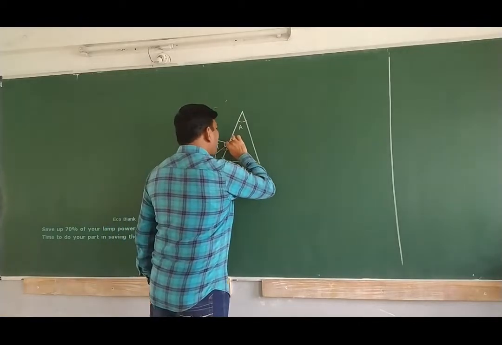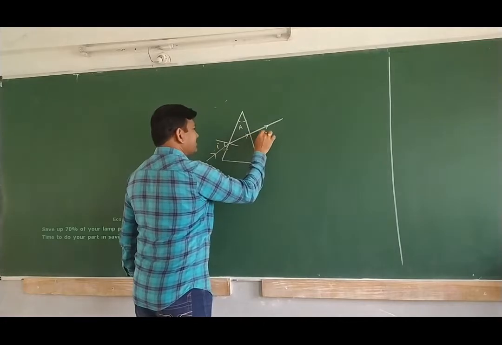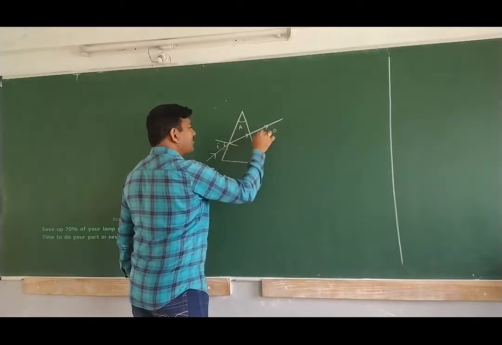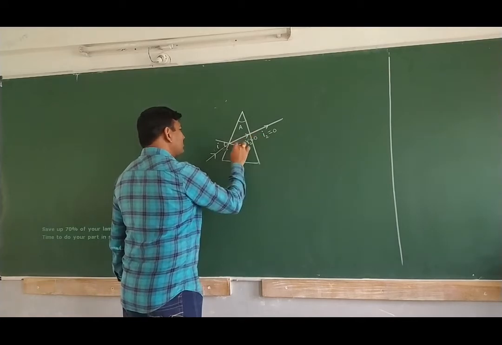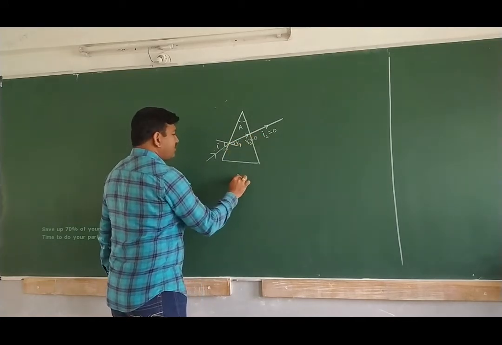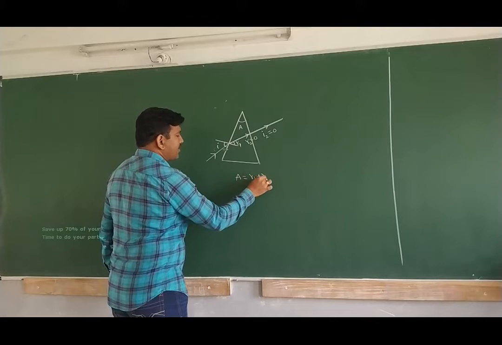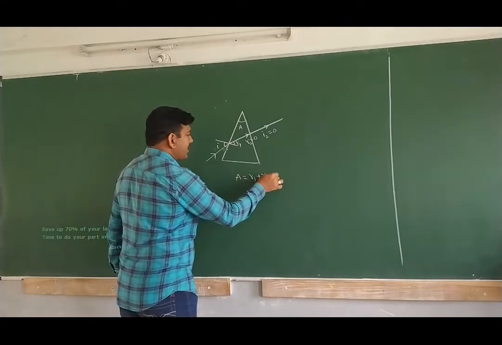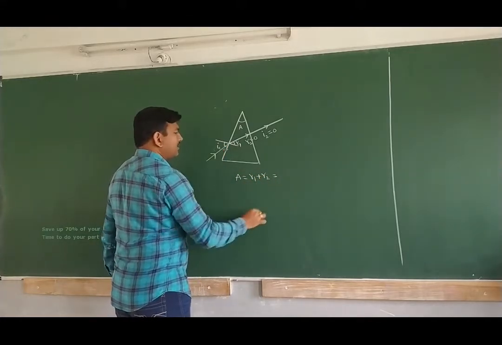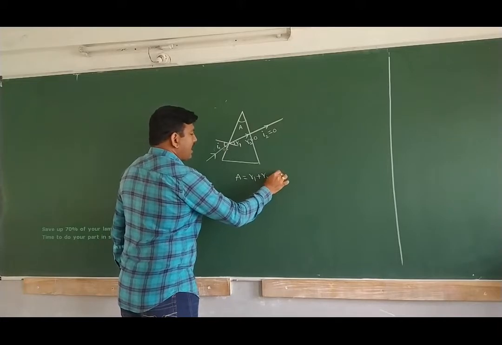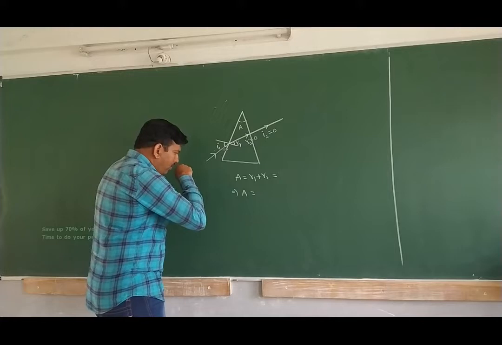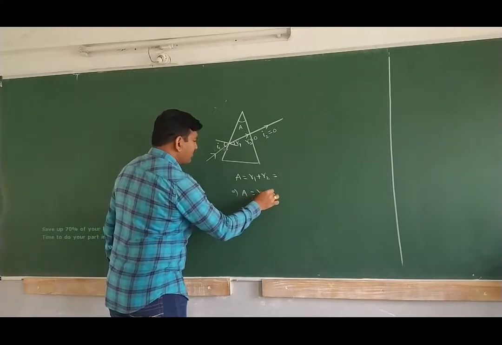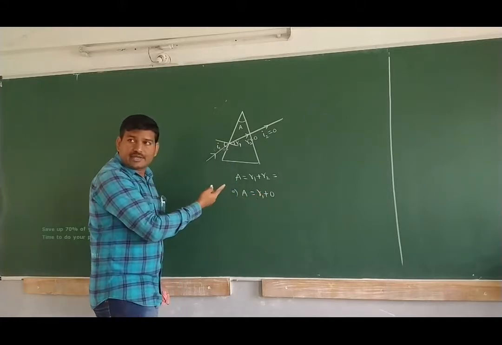It is coming out normally from the second interface. So for this one I2 is equal to 0. For normal emergence, I2 is 0, R2 is also 0. This is R1. So we know that A is equal to R1 plus R2. If I take it as I1, then what can I say? This implies A is equal to R1 plus 0, or R1 is equal to A.